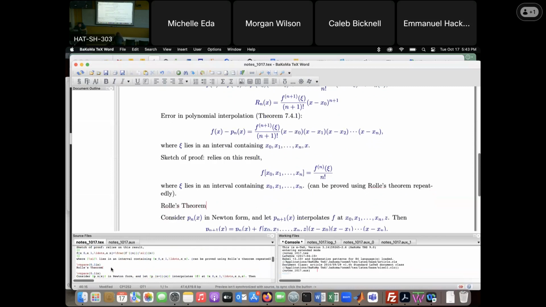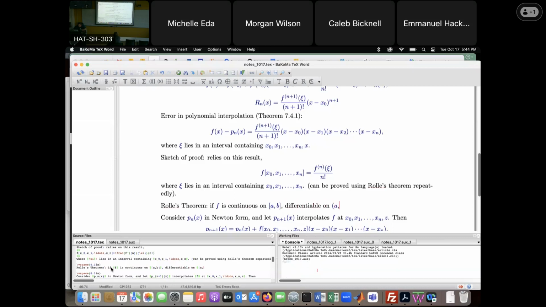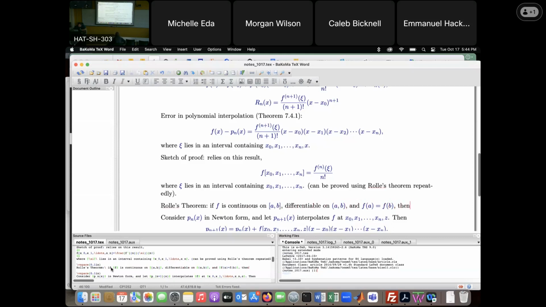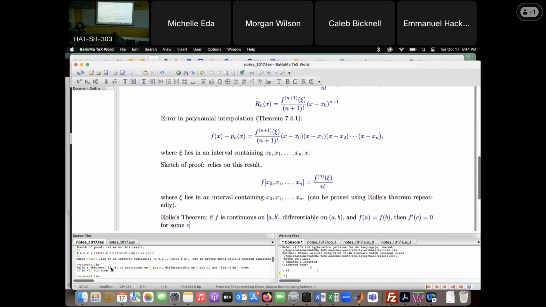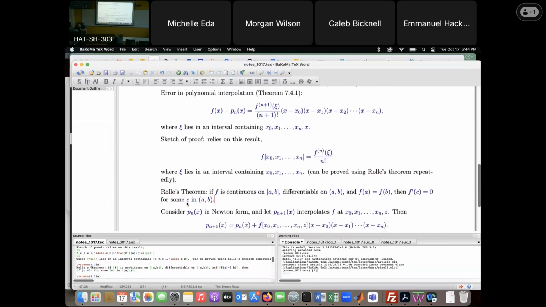Rolle's theorem states that if function f is continuous on interval AB and differentiable on the open interval AB, and f of A equals f of B, then f prime of C equals 0 for some unknown point C in the interval AB.